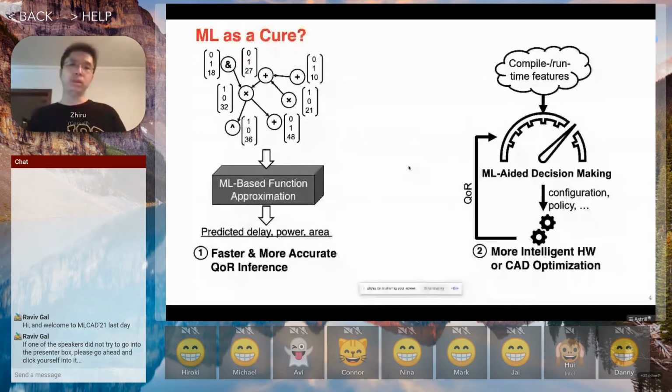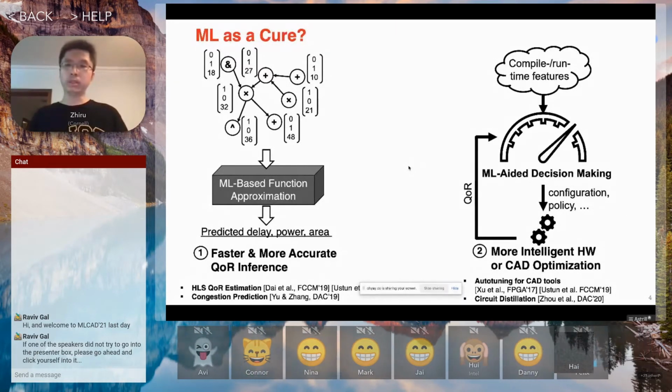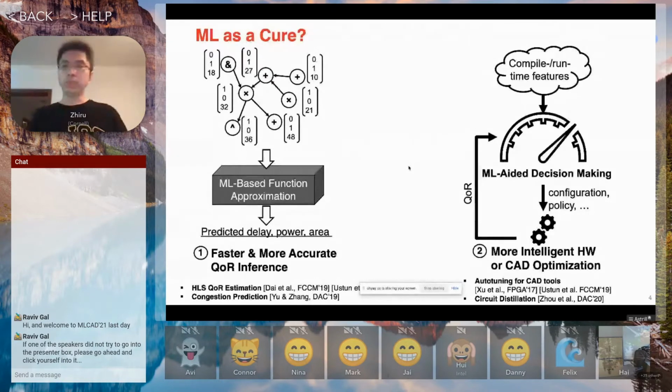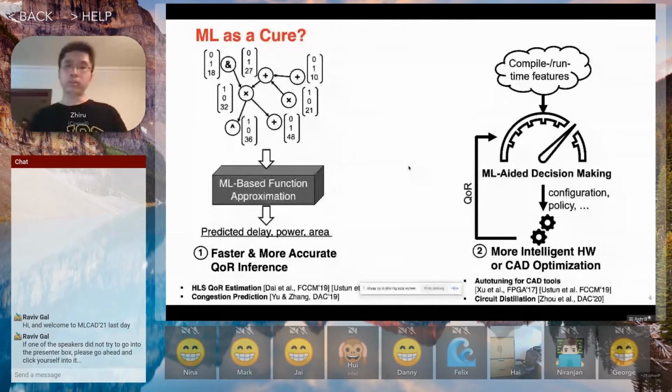Can we make use of ML to enable more intelligent hardware design and further optimize the CAD optimizations? That's another obvious opportunity. In my group, we have published quite a few papers. We've been exploring both directions. We have been using ML to improve the QoR estimation for HLS. We also look at the congestion prediction for FPGA designs. This is for the first part, the QoR inference.